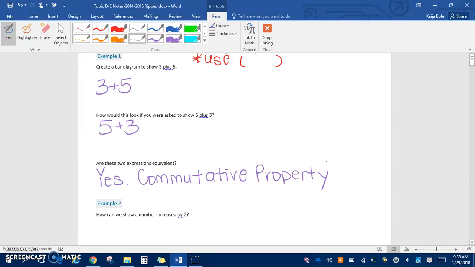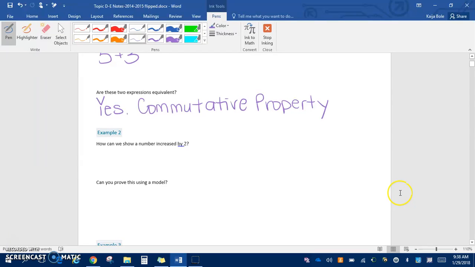Alright. Example 2 says, how can we show a number increased by 2? So whenever it just says a number, you get to pick a letter. So we're going to pick a variable. Right? Most people tend to just use X. You can use whatever letter you want. I'll use Y. So a number increased by 2 would be Y, any number, plus 2.